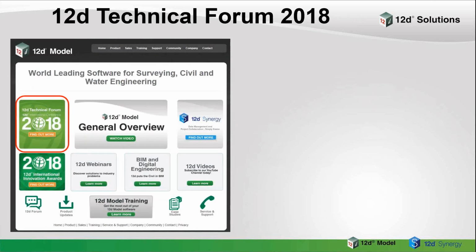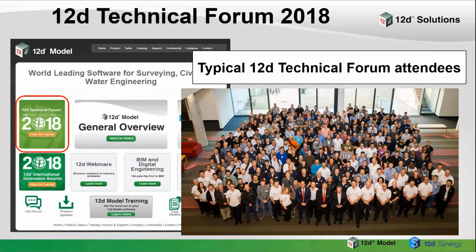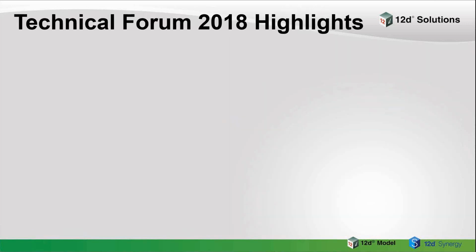Then we'll come out down the track over the next couple of years with C1B, C1C and so on. The 12D Technical Forum, you can go to our website, it's got information about it. There's a typical bunch of happy people that come along. We usually have 300 or 400 people at these things.